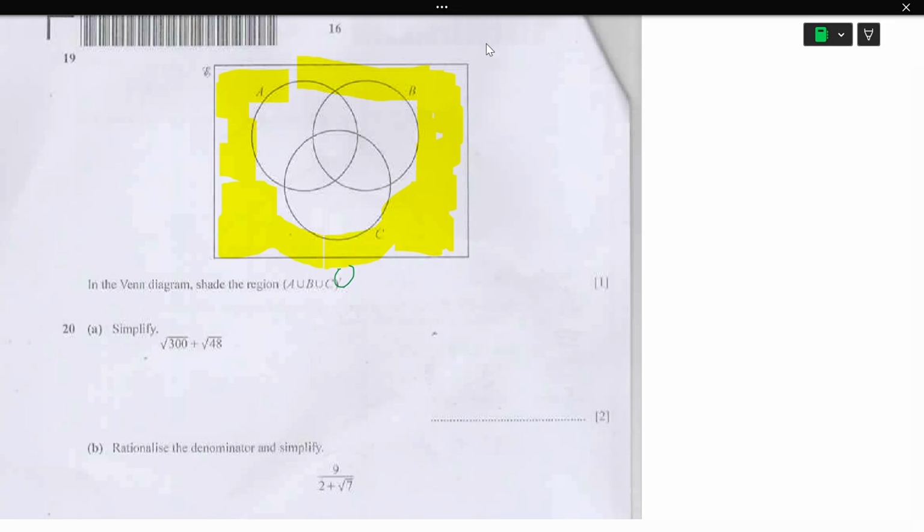Next question, simplify 300 square root plus square root of 48. This one we can write as 3 times 100 plus 48. We can take 16 times 3. So when I bring 100 out, it becomes 10. 10 root 3 plus 4 root 3, which is equal to 14 root 3. The answer is 14 root 3.